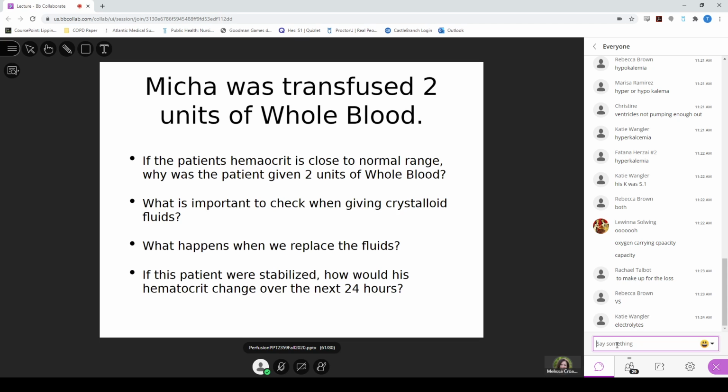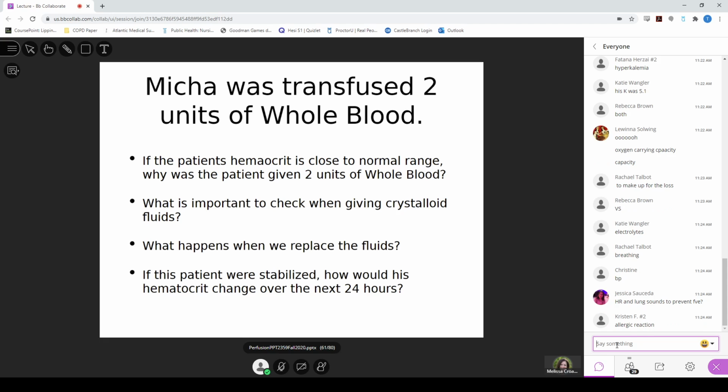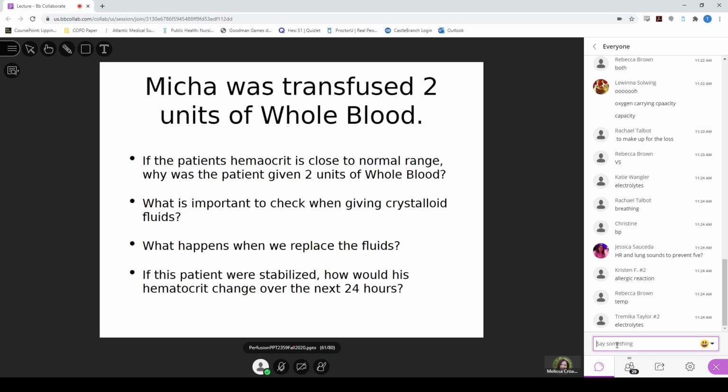Vital signs, yes. Let me see what question to ask to get you to answer this. Okay, yeah, so all the vital signs, right? But what's one thing you're really going to be looking for? Think about the fluids. Temperature, yes. So you're going to check the temperature. Why are you going to check the temperature? What's happening?